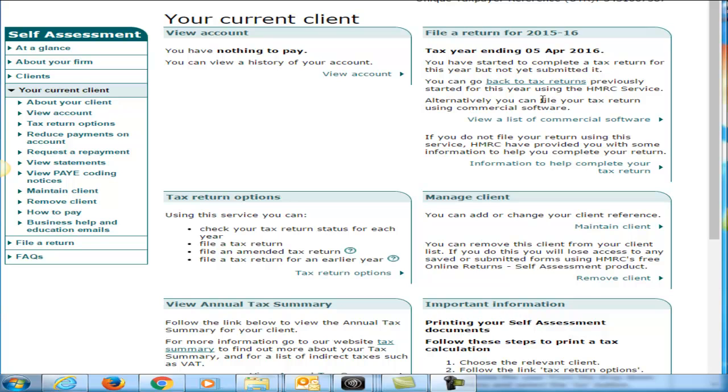I have already started this person, but we can go back to it. So if I click on, it's going to say complete your tax return. So click on the button that's complete your tax return and you'll go through to the next screen.